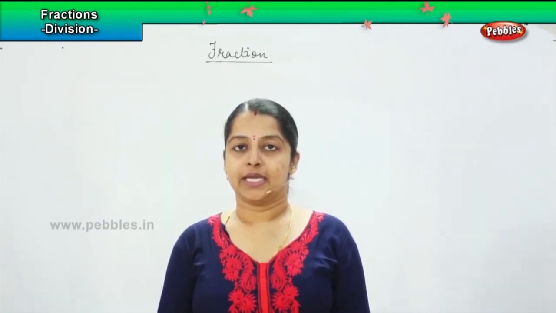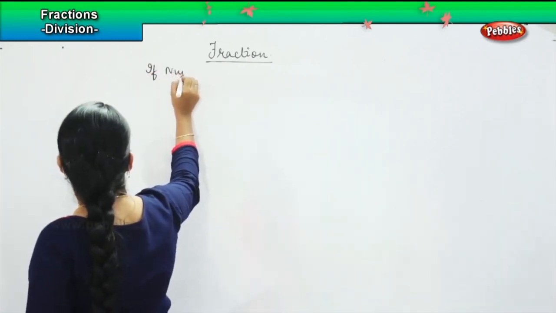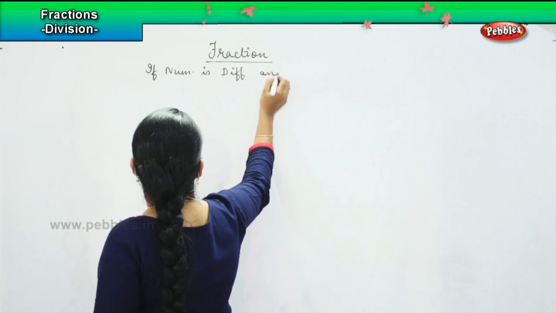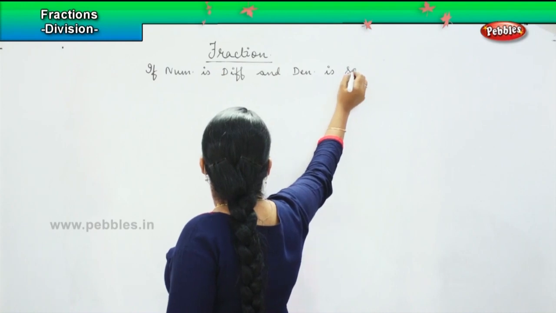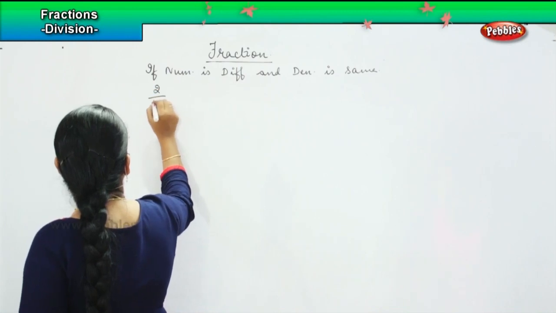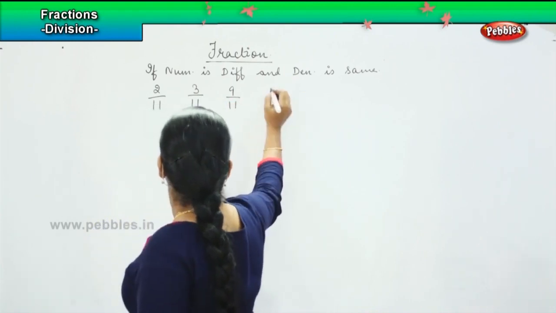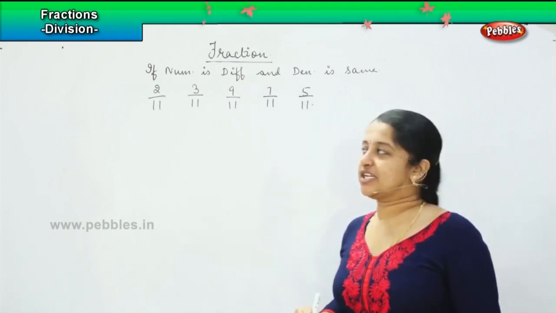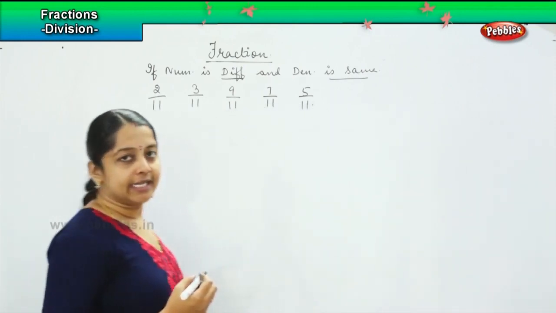Okay. The next rule which we will be following is, if numerator is different and denominator is same. Okay. Say for example, I have 2 by 11, 3 by 11, 9 by 11, 7 by 11, 5 by 11. Okay. If this is the question, if my numerator is different but the denominator is same, then how will we be writing it in the ascending order?